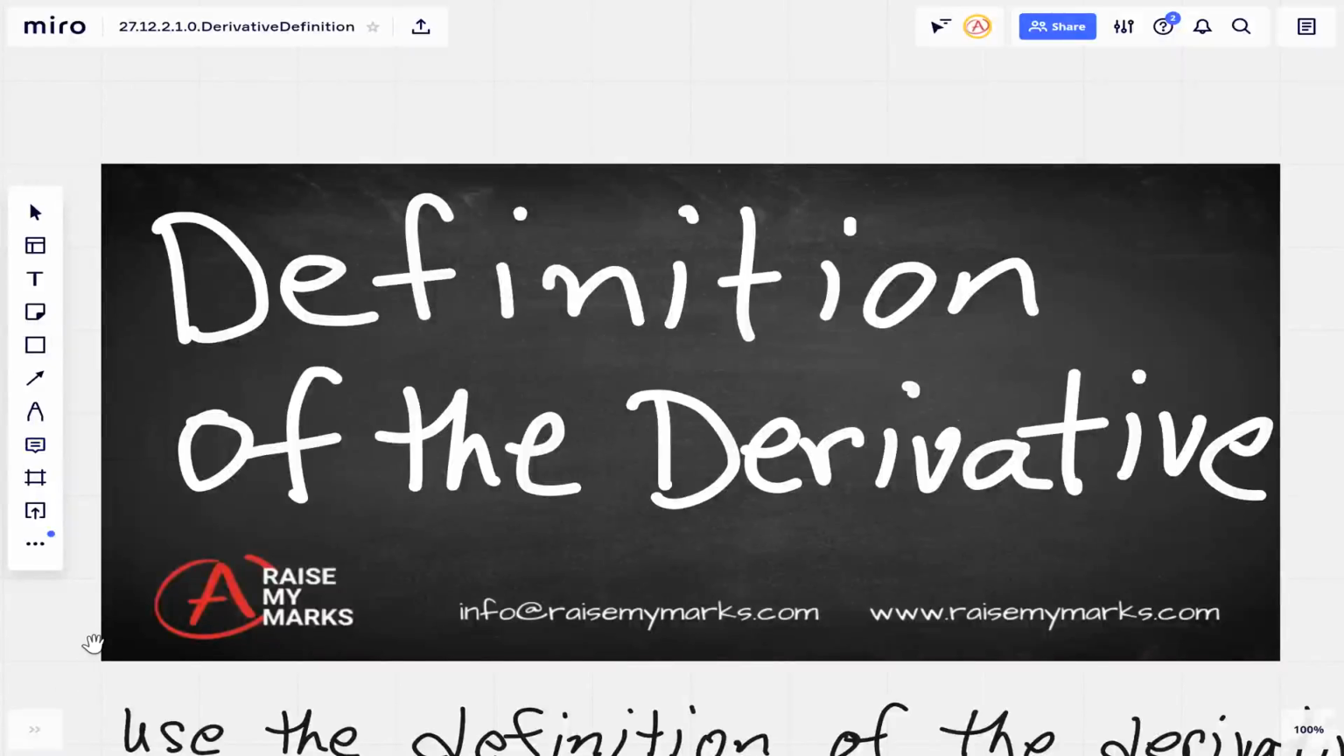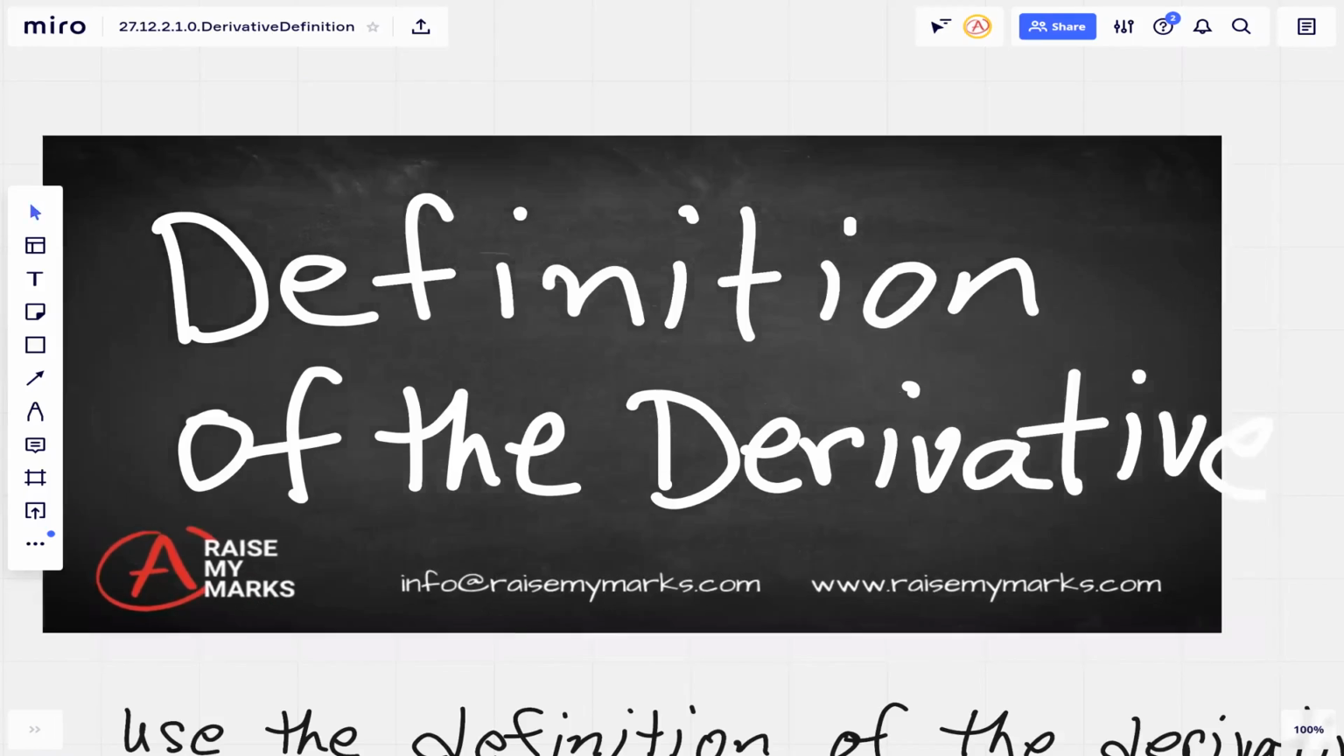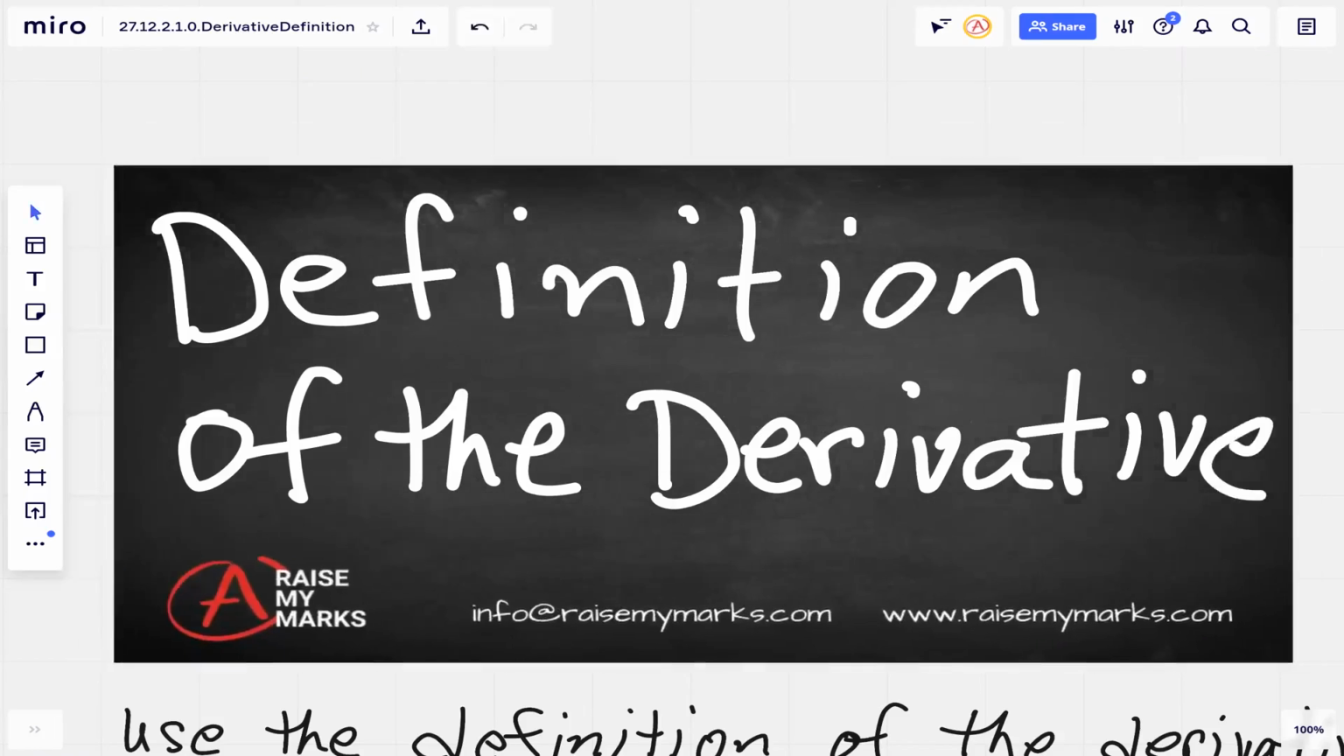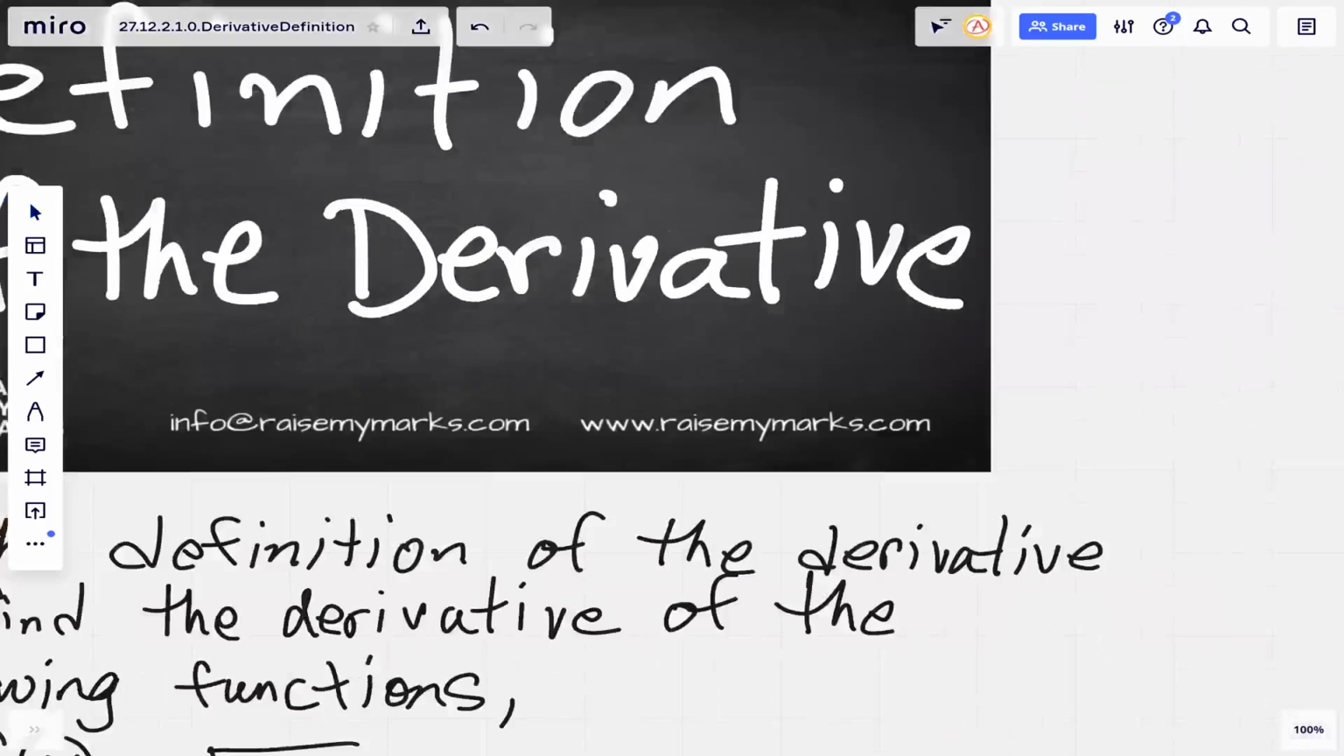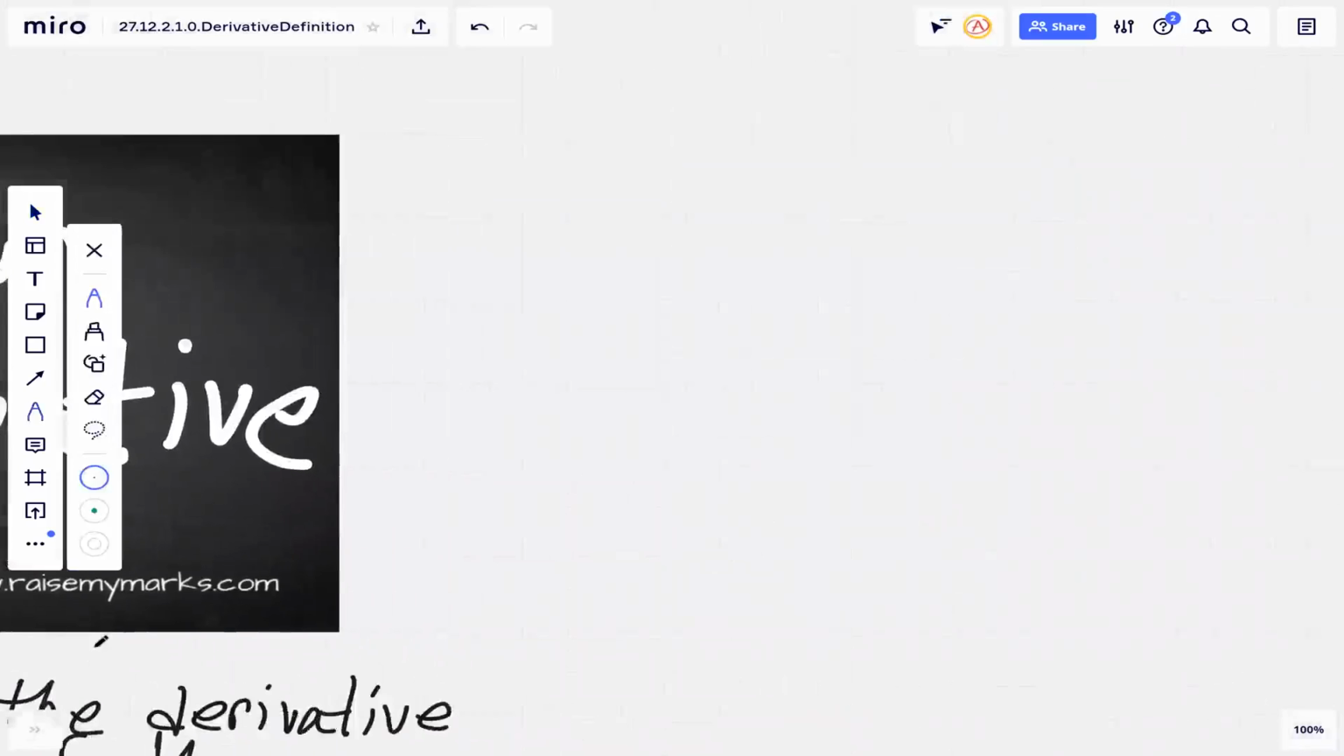Hello, today we're going to look at the definition of the derivative, and we're going to use the definition of the derivative to find the derivative of functions. Now, let's write the definition of the derivative for a function over here to the side.